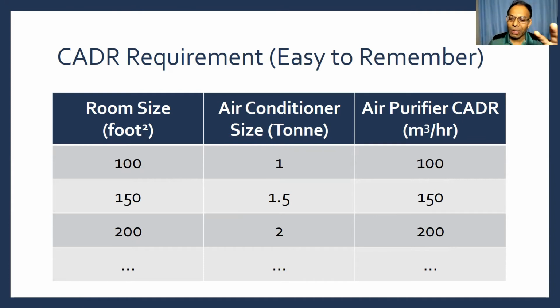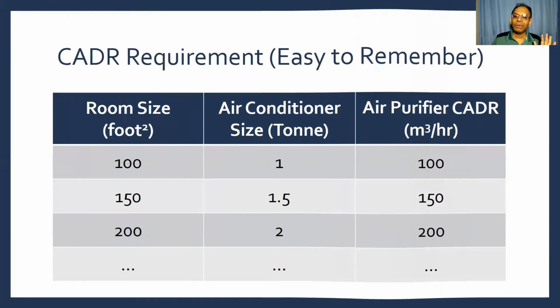Now in USA and elsewhere, there is a different rating. It's called CFM, cubic feet per minute. And that conversion is a little different. You have to multiply it by 1.55. But if you are in USA, you just check the USA CADR. This is India CADR. So for a 100 square foot room, you typically need 100 CADR. For a 200 square foot room, you need 200 CADR. That's the capacity of the machine. That's how you should do it.